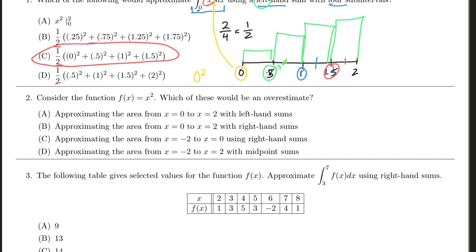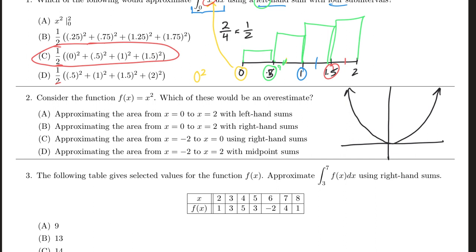All right, so here we have the function f of x equals x squared. Which of these would be an overestimate? These are the types of questions the AP test likes to ask a lot: we're doing a Riemann sum. Is that Riemann sum going to be more than the actual area or less than the actual area? So I have x squared, which looks something like this.